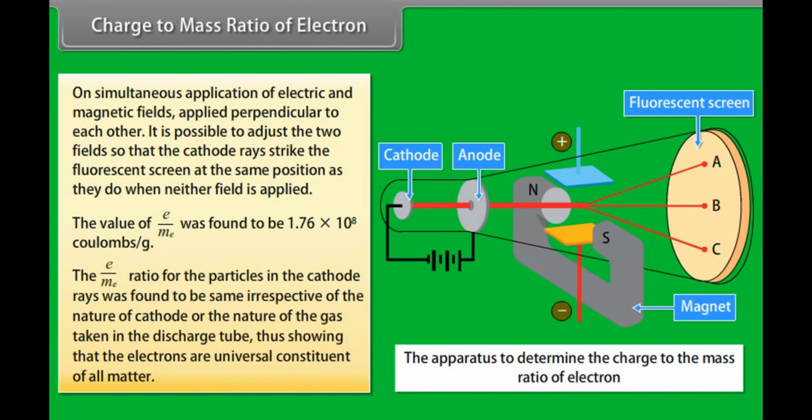The e/m ratio for the particles in the cathode rays was found to be the same irrespective of the nature of cathode or the nature of the gas taken in the discharge tube, thus showing that the electrons are a universal constituent of all matter. Charge on the electron.